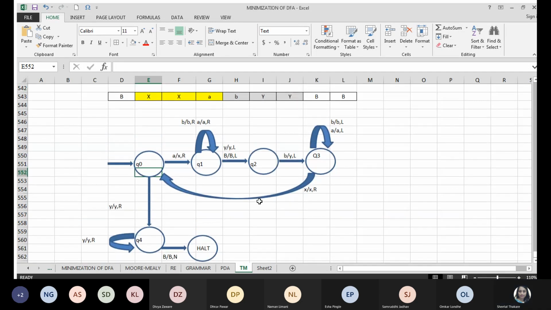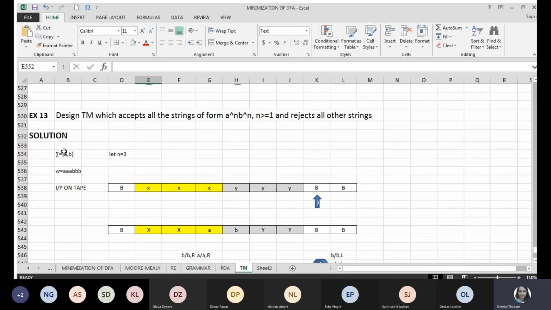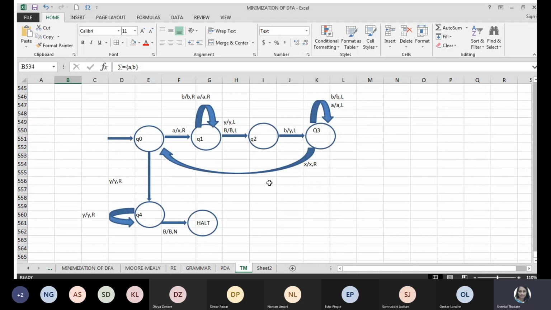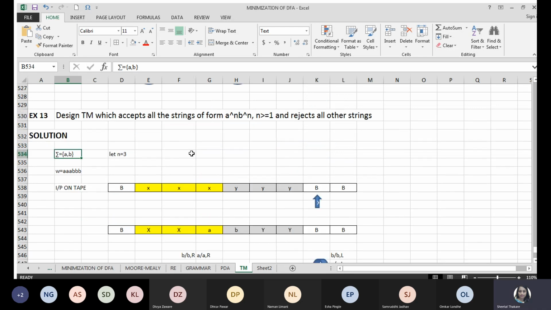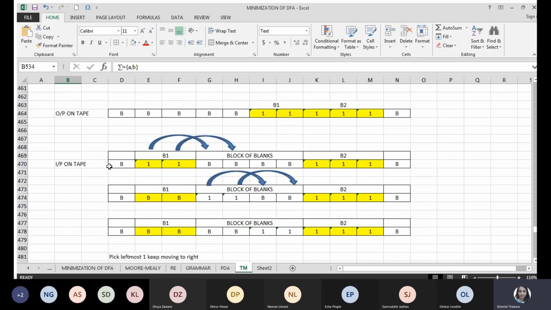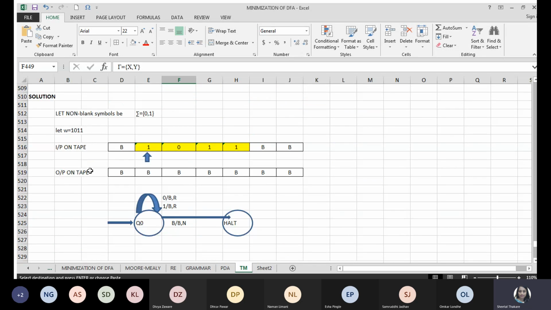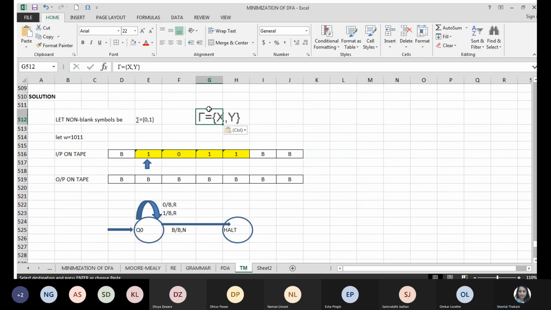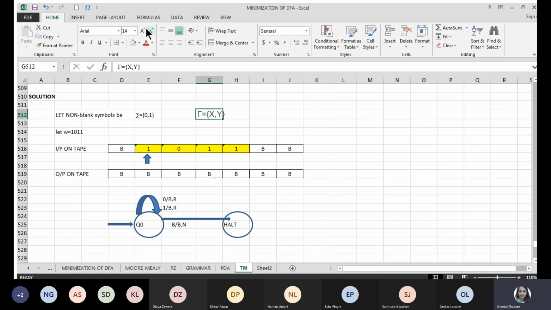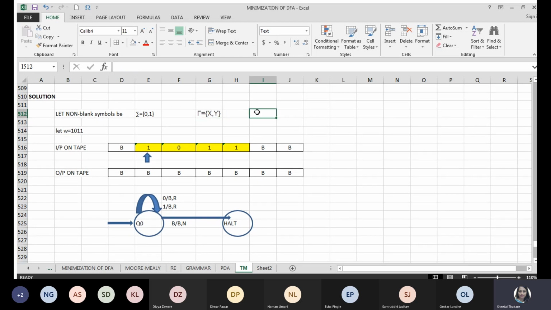Now here sigma or alphabet consists of A comma B, whereas gamma, let me copy this symbol, gamma is what? Finite set of tape symbols. So here gamma is what? XY. B is, capital B is represented by itself B. So this is the first tuple, second tuple, third tuple of 7 tuple formal definition of TM.